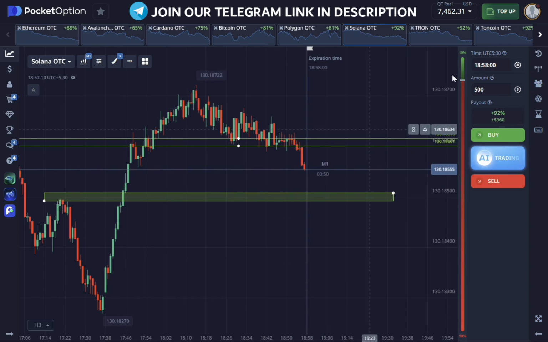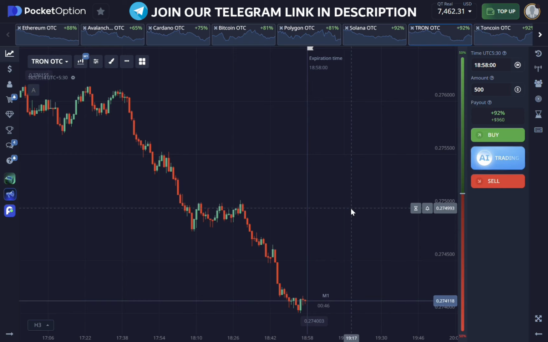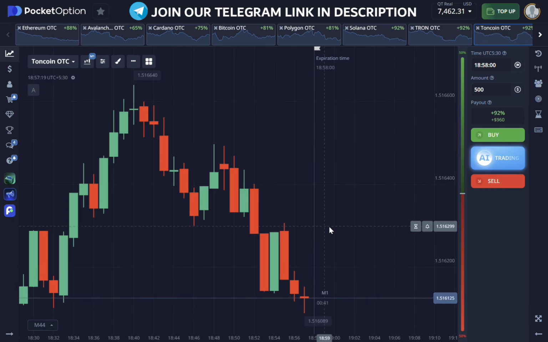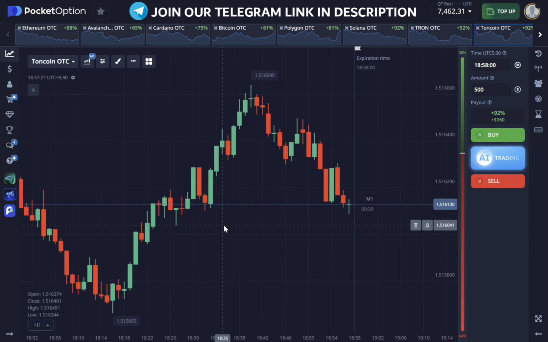So I will place the last trade, and after that we will close our trading setup here. So this is kind of a downtrend, but we will not prefer this chart. Okay, let's just move to the other chart.